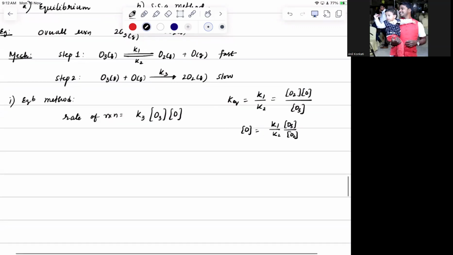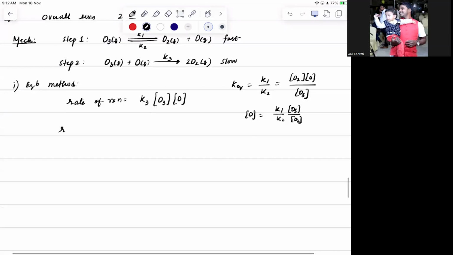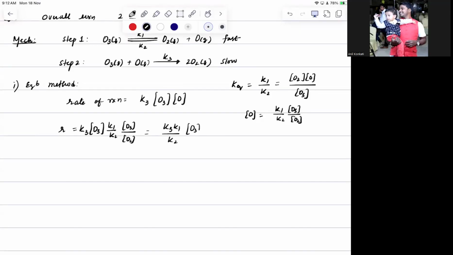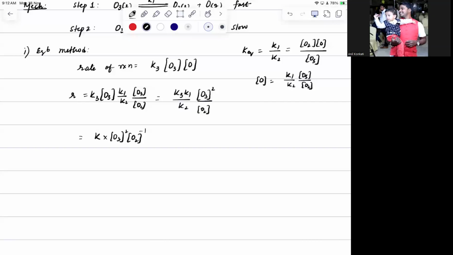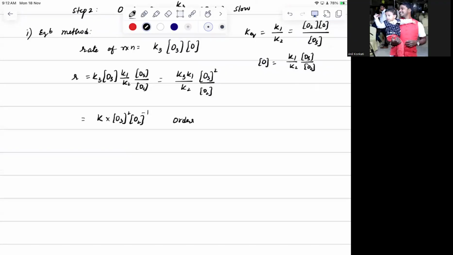This is the nascent oxygen concentration. So therefore, rate will be equal to K3 into O3 into K1 by K2 into O3 by O2. So what we are getting is K3 K1 by K2 into O3 square by O2, which can be written as some big constant K into O3 power 2 and O2 power minus 1. And you can see these two are reactants and products. So we can write the rate in terms of reactants and products. And what we are noticing is that the order of reaction in this case will be 2 minus 1, which is 1.